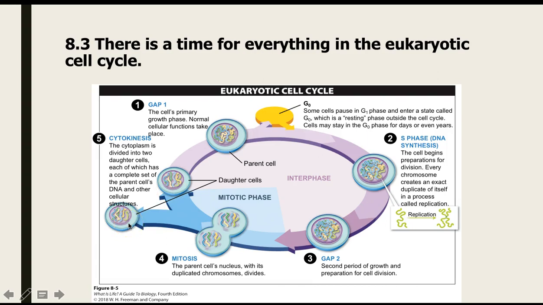When we were looking at prokaryotic cells just a second ago, we really didn't have to worry about separating cell division of the cytoplasm from cell division of the nucleus because there was no nucleus. With eukaryotic cells, because there is this structure called the nucleus, and that's where all that DNA is, we have to separate it out. Mitosis focuses on the nucleus. Cytokinesis focuses on the cytoplasm.